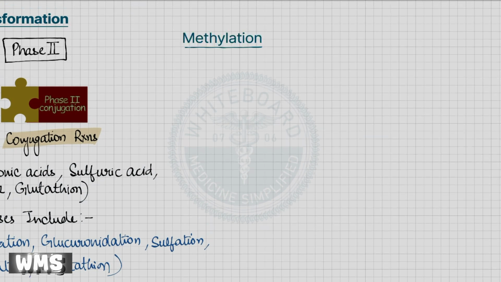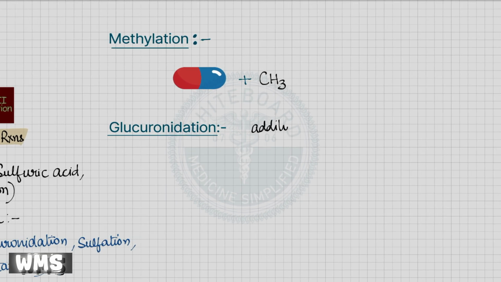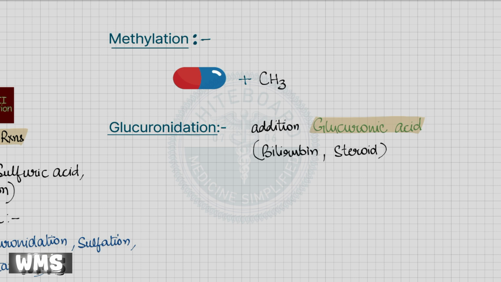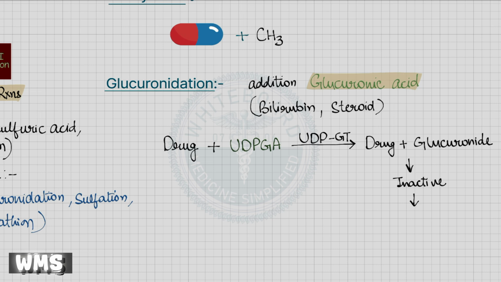For example, methylation involves the addition of a methyl group to the drug molecule. Glucuronidation, which is the most important Phase 2 reaction, involves the addition of glucuronic acid to the drug. Not only drugs, but also endogenous substances such as bilirubin and steroid hormones undergo glucuronide conjugation. In this process, the drug or its Phase 1 metabolite combines with uridine diphosphate glucuronic acid. The transfer of glucuronic acid to the drug is catalyzed by the enzyme UDP glucuronyl transferase. The resulting drug glucuronide conjugate is highly polar, pharmacologically inactive, and can be easily excreted through the kidneys.